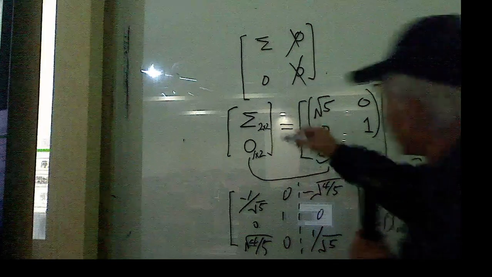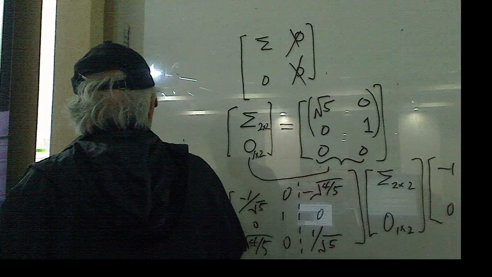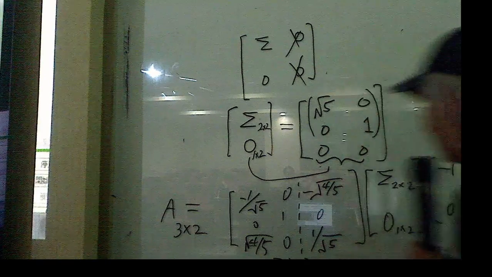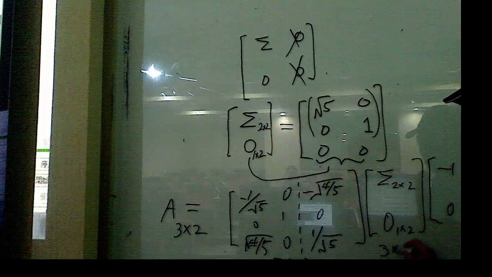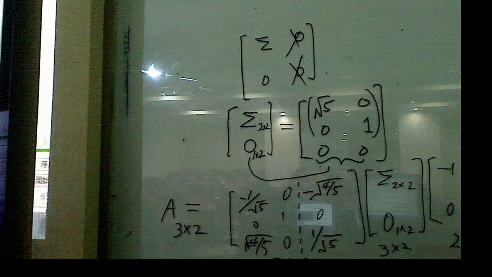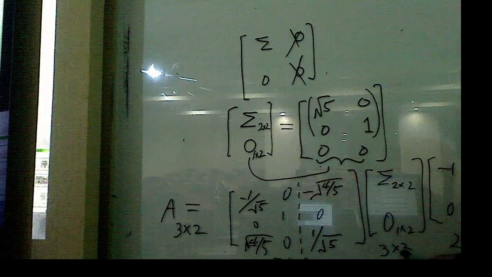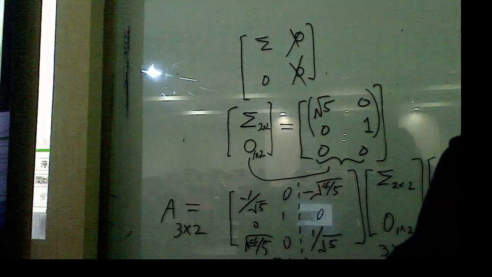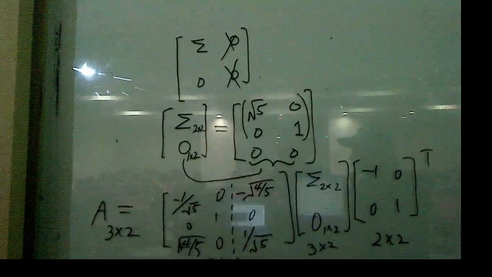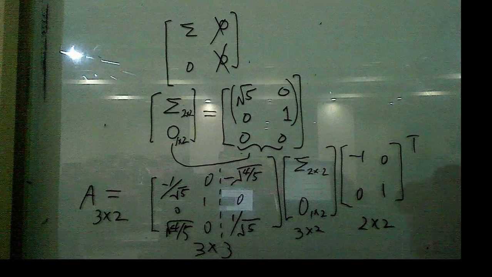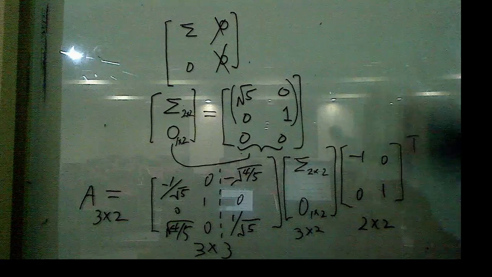But because the A matrix is 3 by 2, then U is always 3 by 3. Then this is always 3 by 2, and this will be 2 by 2. So put together, 3 by 3 multiplied by 3 by 2 is 3 by 2, and 3 by 2 multiplied by 2 by 2 is 3 by 2. So that's 3 by 2. Sorry, I need to write higher.